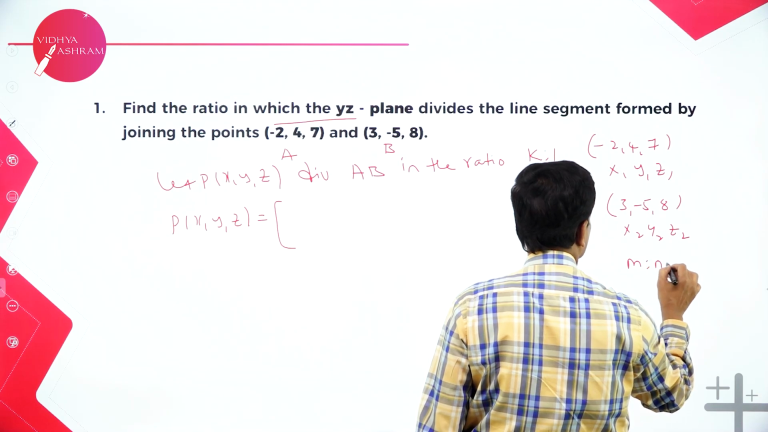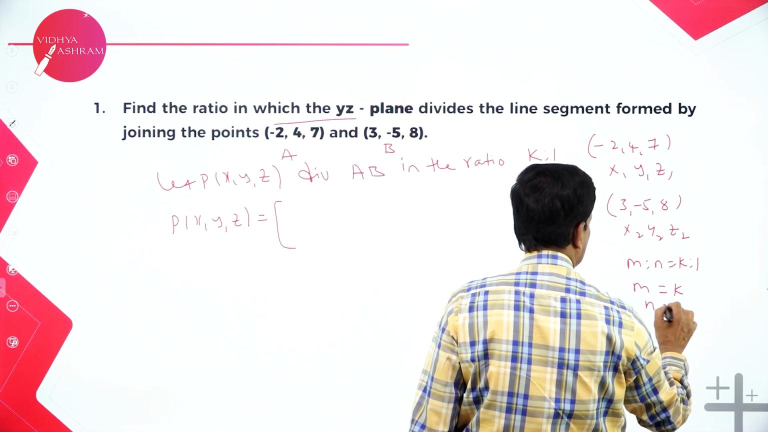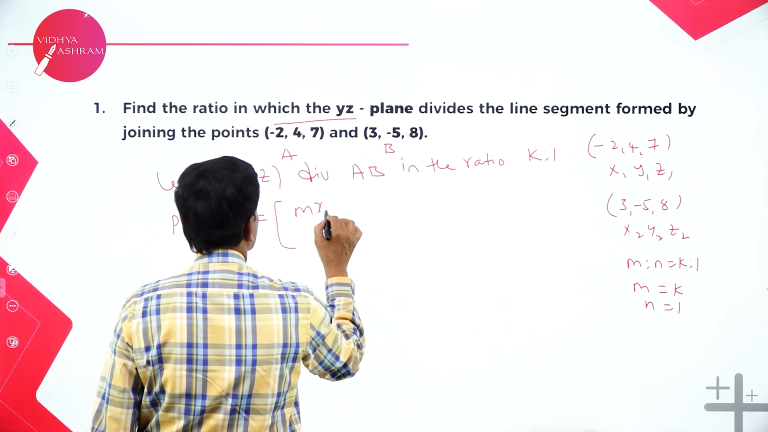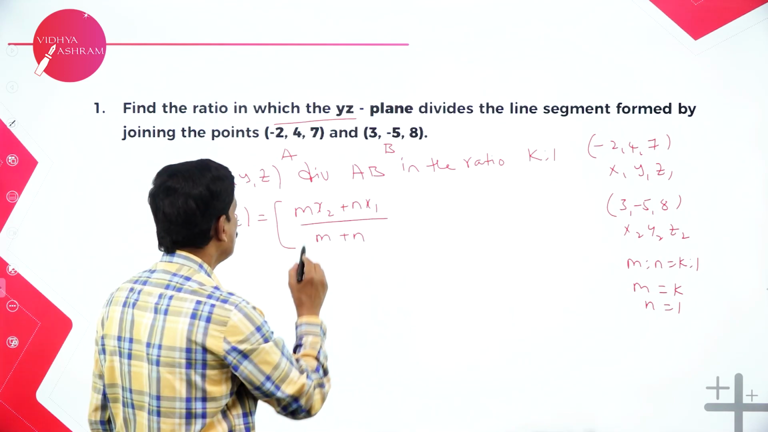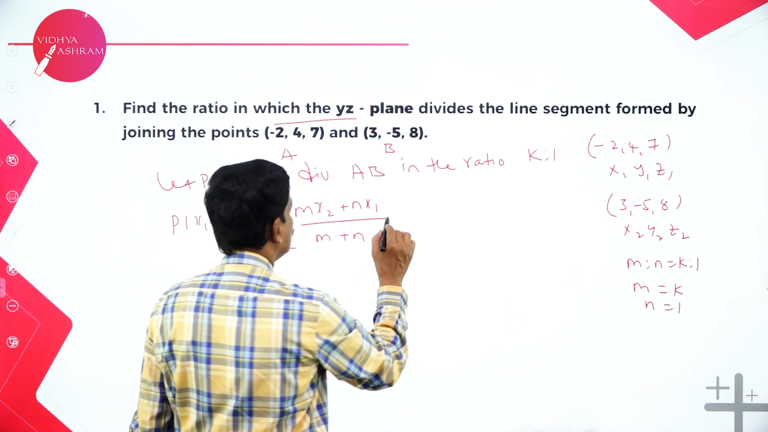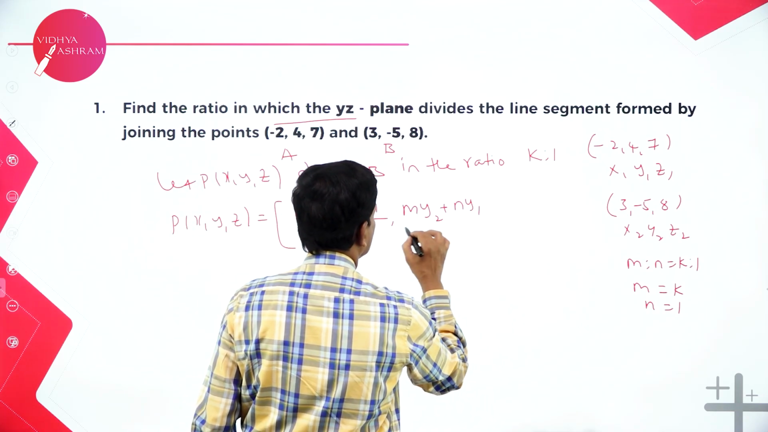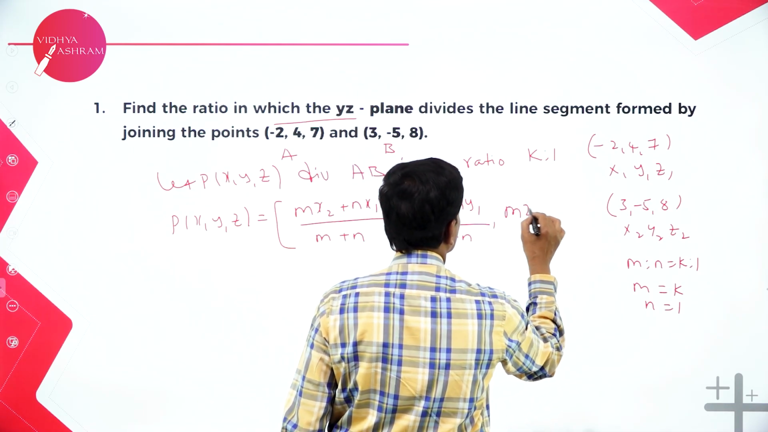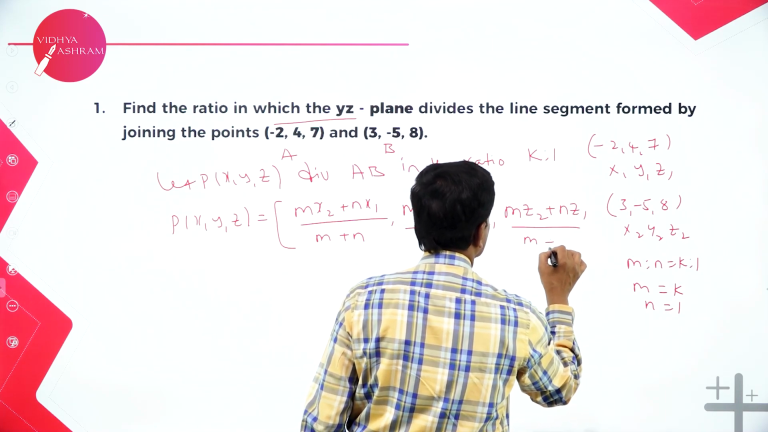The ratio m is to n is equal to k is to 1, so m is equal to k and n is equal to 1. Substitute in the formula. What is the formula? mx2 plus nx1 divided by m plus n, comma similarly my2 plus ny1 divided by m plus n, comma mz2 plus nz1 divided by m plus n.